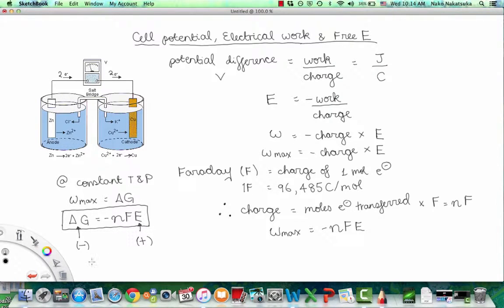And also for standard conditions, we can again write this same exact equation but with a naught up here and write negative nFE, standard condition, cell potential. And so the maximum cell potential is directly related to the free energy difference between reactants and products in the cell. So now let me show you an example.